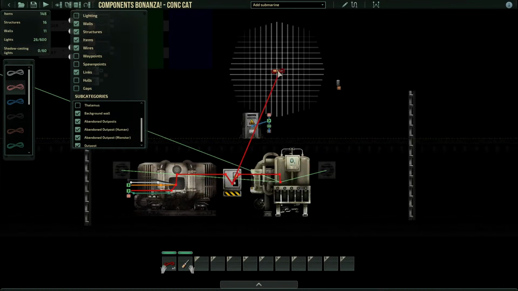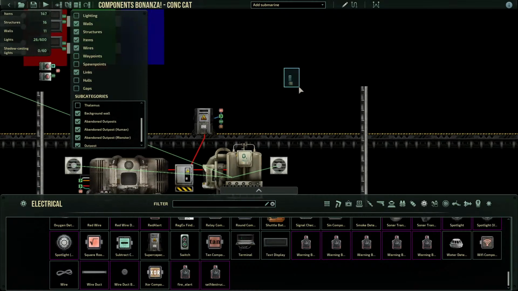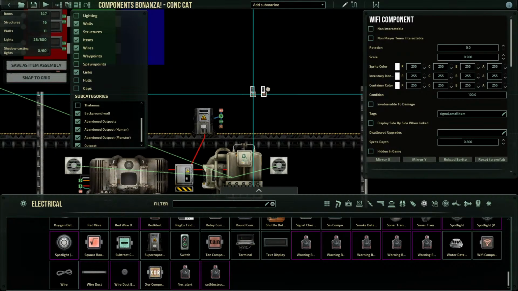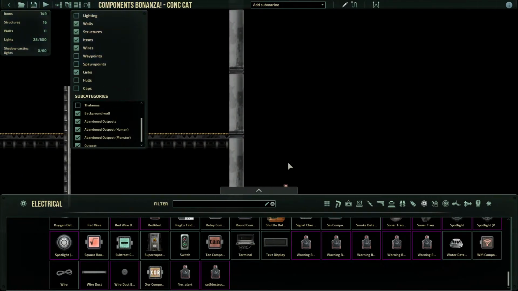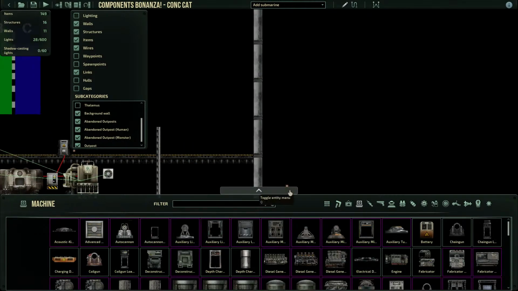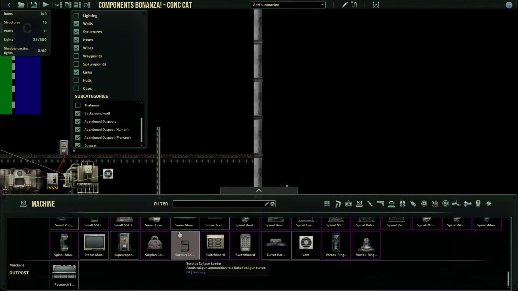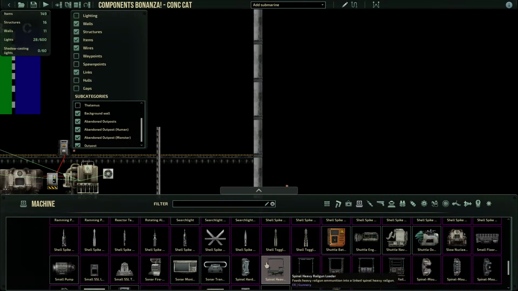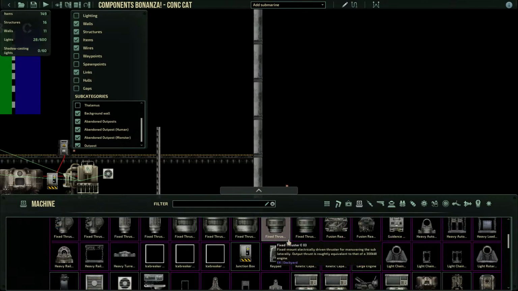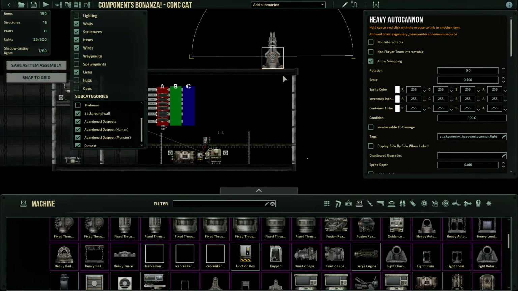I'm going to connect this thing to a power supply. And then we're going to set this thing up over here. I'm going to put another one of these over here. We're going to set it to channel 1. And then we're going to set up something big and nasty. An autocannon. A spinal autocannon, heavy regular gun. A heavy autocannon around here somewhere. Heavy autocannon. There we go. There's the beast.